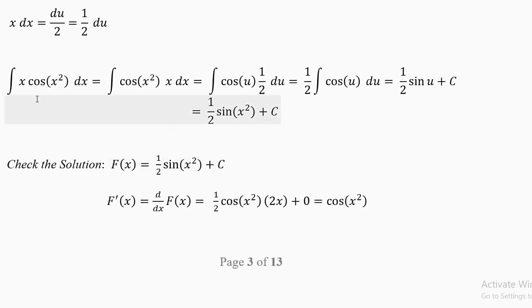Now x cos x square dx, this is your question. This will become cos u into half du, because we have seen x dx is half du. Now this is cos u half du. This half comes out. Integration of cosine is sine. It is plus sine. Okay, we are not writing the plus c.